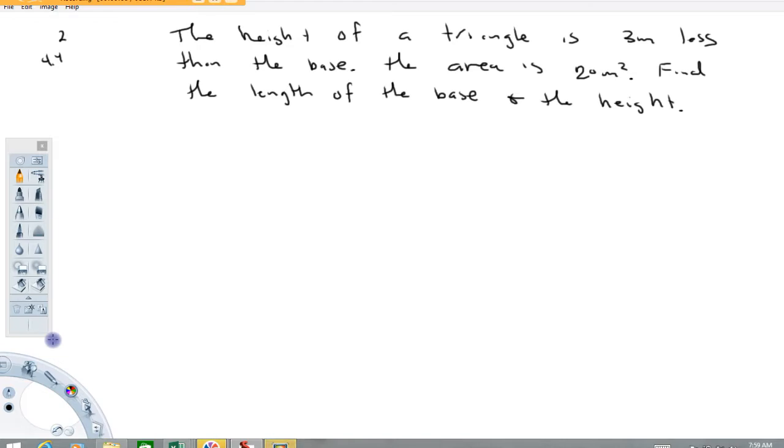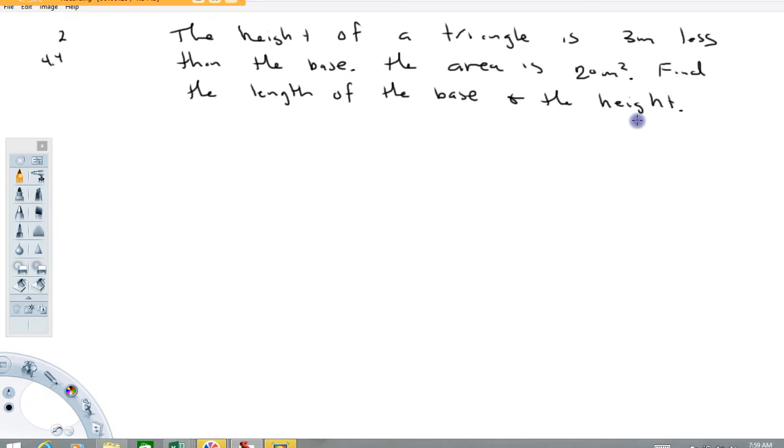I'm making this video to help demonstrate an example out of section 4.4. We're going to take a look at number 2, and this section is about applications of quadratic equations. The example says, the height of a triangle is 3 meters less than the base. The area is 20 square meters. Find the length of the base and the height of that triangle.